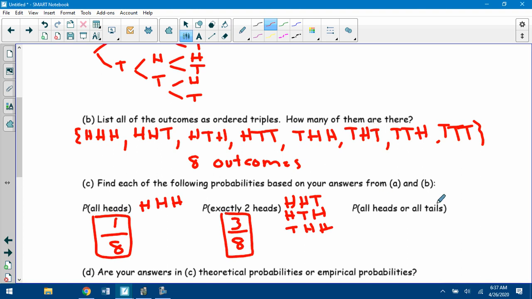All heads or all tails? Well, it's obviously heads, heads, heads or tails, tails, tails. There's 2 out of 8, but that reduces to 1/4.